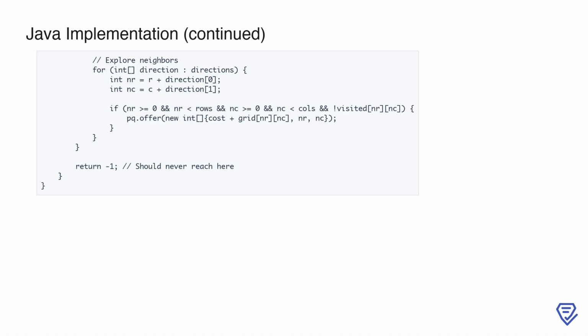The loop continues until the priority queue is empty. At this stage, the function includes a return statement of -1 as a fallback, although logically this point should never be reached if the input grid is valid. This implementation effectively uses a Dijkstra-like approach to find the minimum path sum in the grid, leveraging the priority queue for efficient cost management and the visited array to avoid revisiting cells.